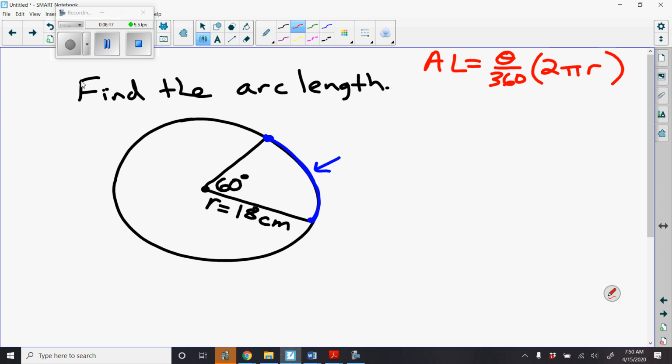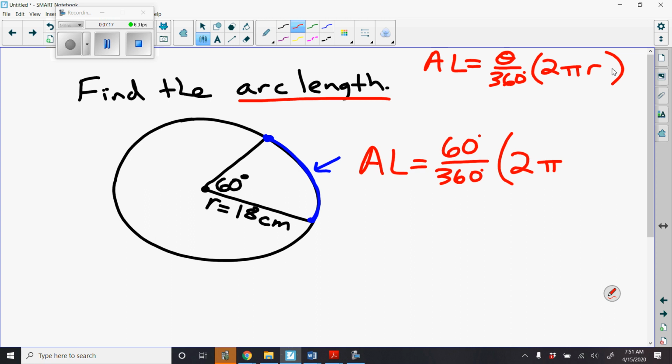And again, to remember that, as long as you remember circumference is 2 pi r, right? It's just the central angle over 360 times 2 pi r. So to figure out this arc length, then I'm just going to say arc length equals. That's what's unknown, right? My unknown is arc length equals theta, which I know is 60 degrees over 360, times 2 times pi times r.